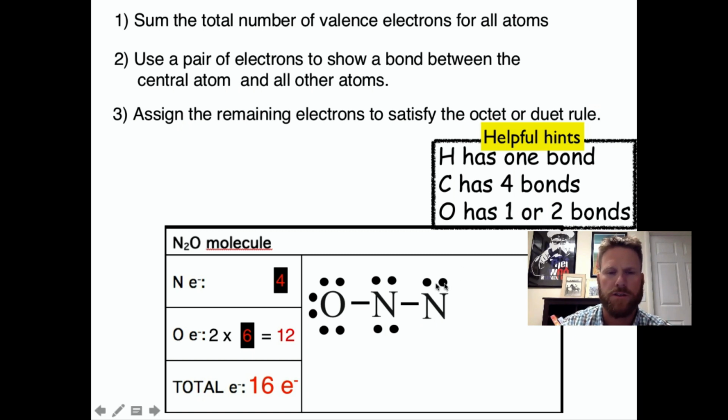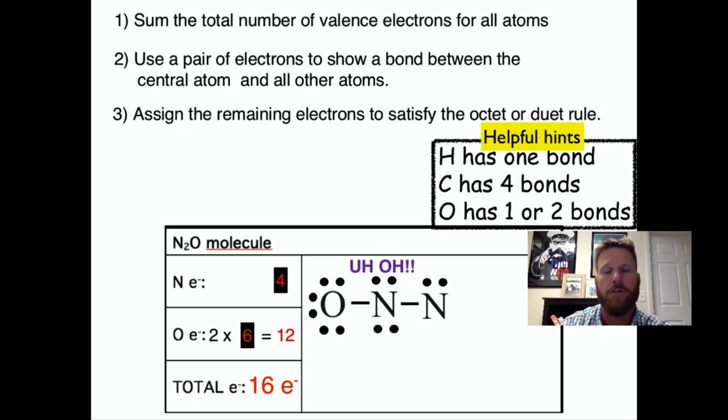So when you're looking at this, you're like, okay, this oxygen fulfills the octet rule, this nitrogen fulfills the octet rule, but this one does not. And all atoms have to satisfy the octet rule. So you have to make a double bond or a triple bond. So start by making a double bond.